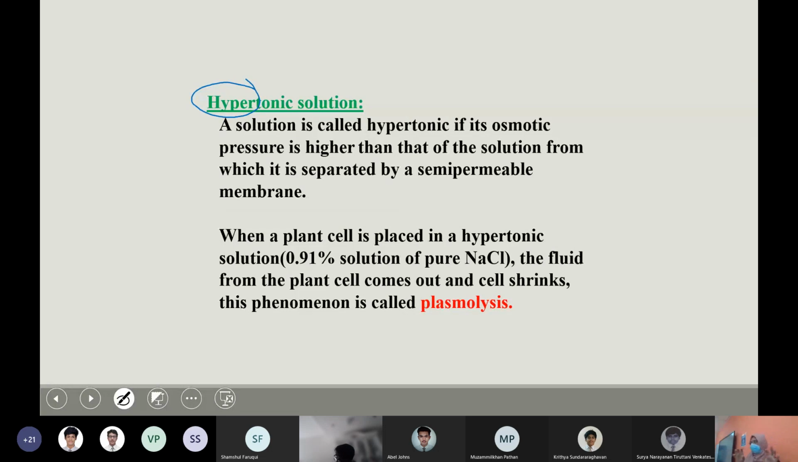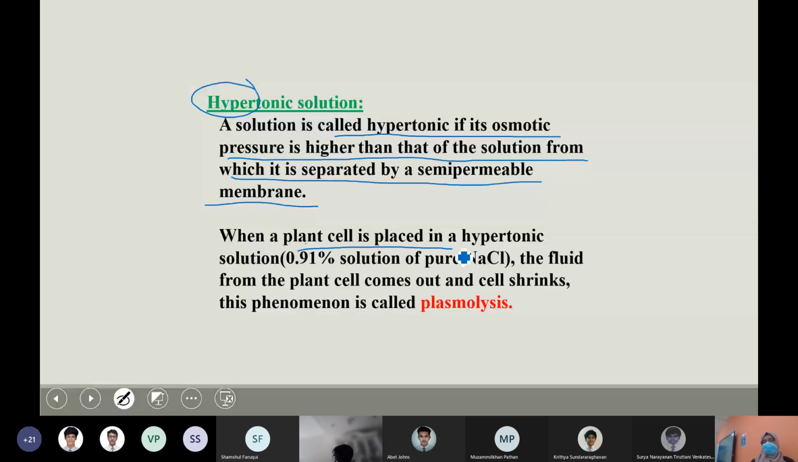So if you have two solutions separated by a semi-permeable membrane and both the solutions have the same pressure, then it is isotonic. If one solution has got more osmotic pressure, then it is hypertonic. A solution is called hypertonic if its osmotic pressure is higher than that of the solution from which it is separated by a semi-permeable membrane. So that's why an example is given.